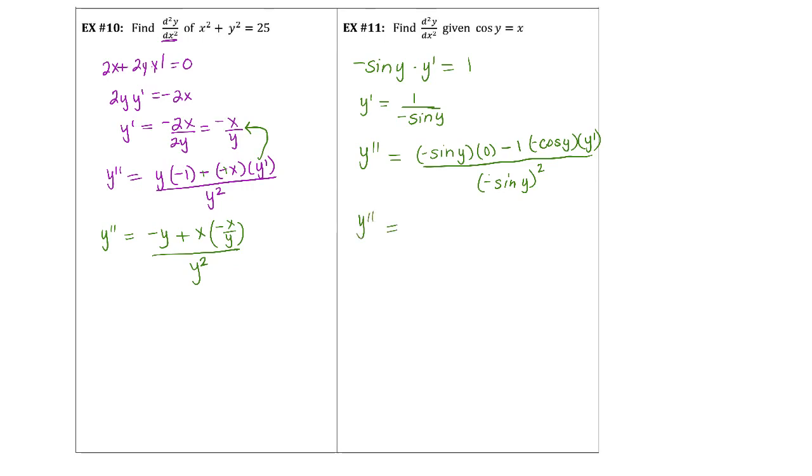So this first term is going to go out to 0, and we've got minus a negative here, so plus cosine y times, well, y prime, which we found that to be negative 1 over sine y. And all of this is over negative sine y all squared.